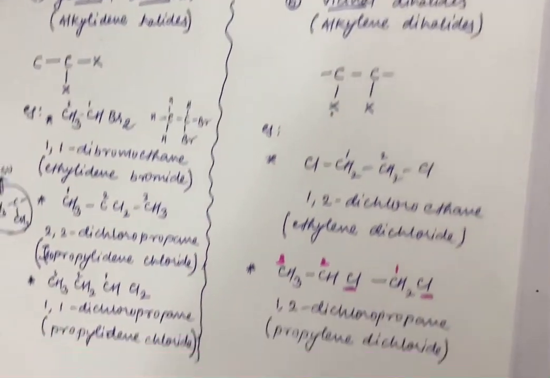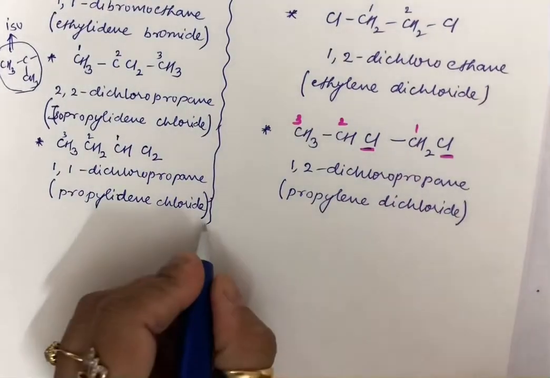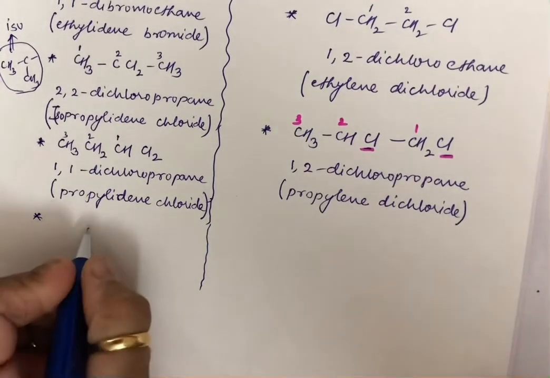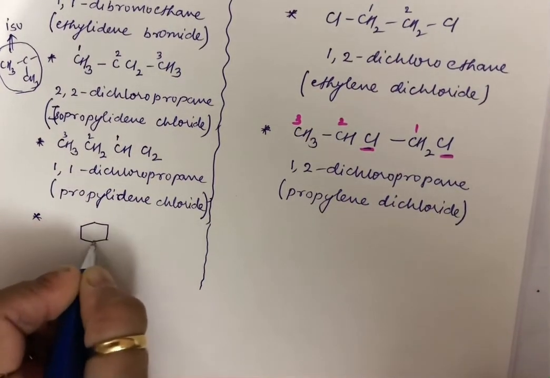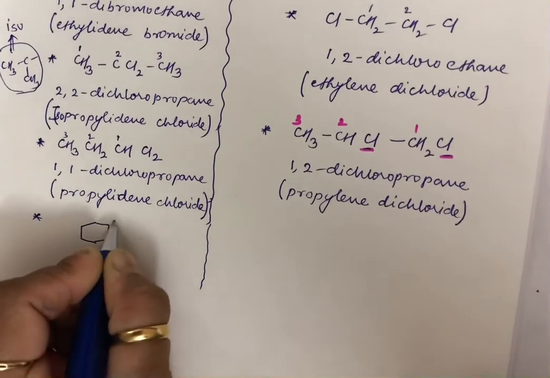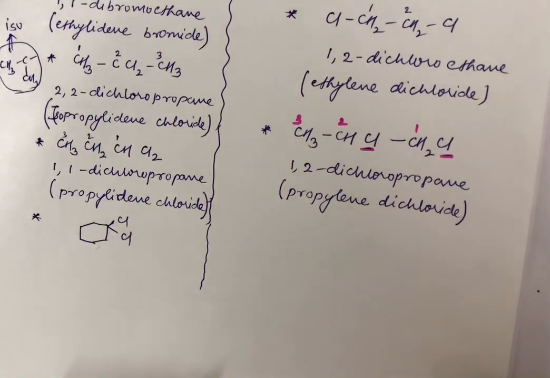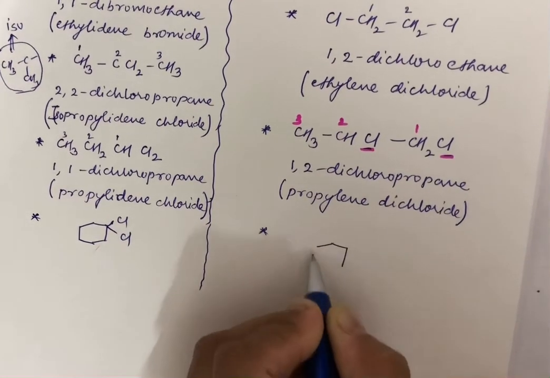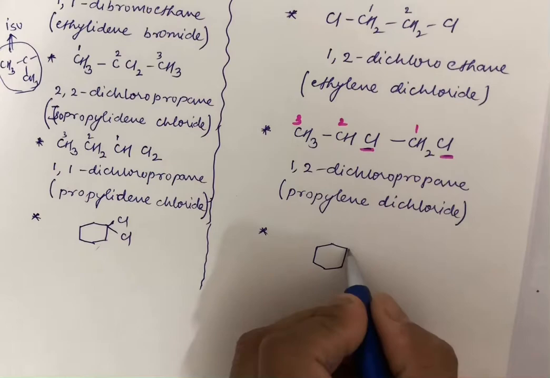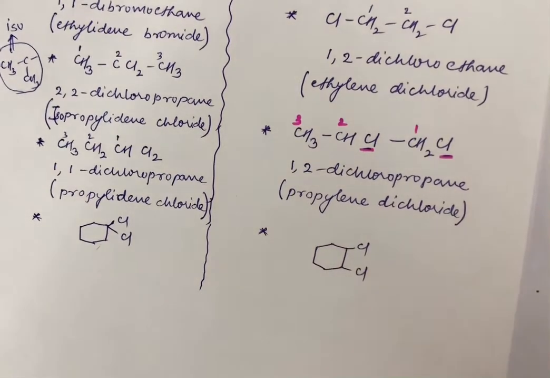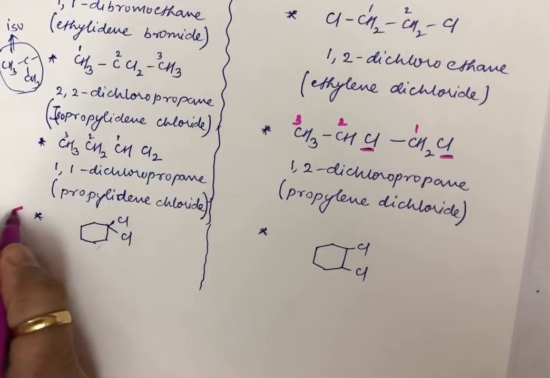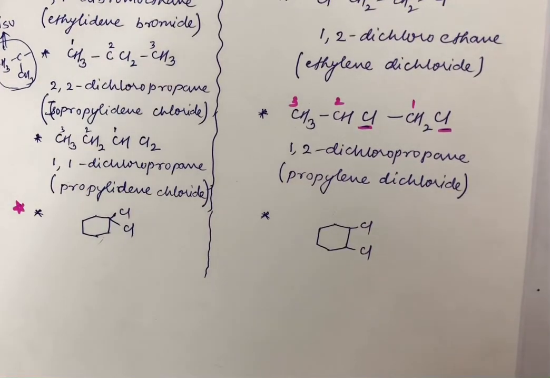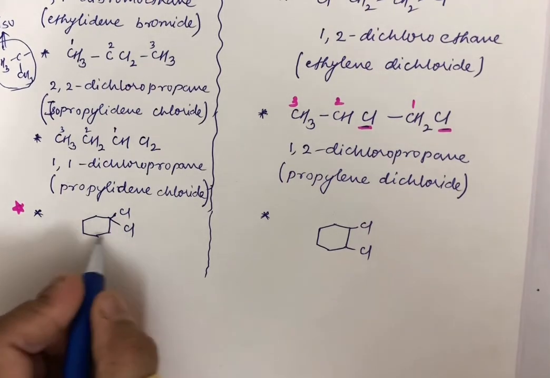Okay, now let me give you one more interesting cyclic example. Just have a look. If you are having like this, you know this is cyclohexane, right? Now Cl and Cl are attached to the same carbon here. Now under this, if I wish to give you the example, this is cyclohexane, then this is Cl and this is Cl. Students, this is asked in exams. Okay, so please keep in mind. How do you name this in a common way?